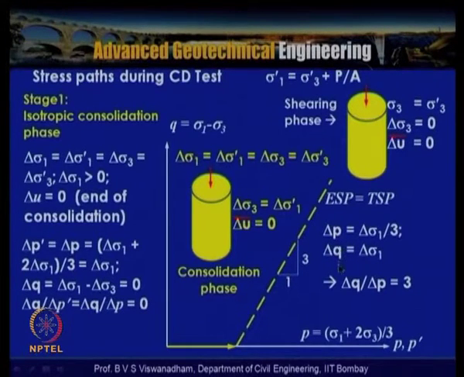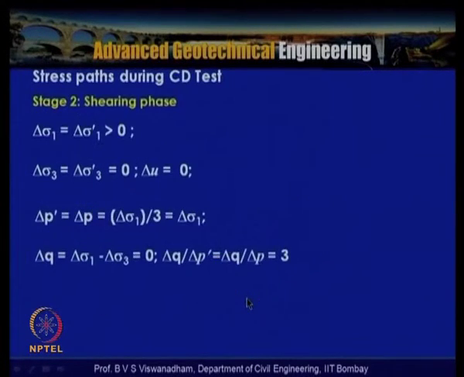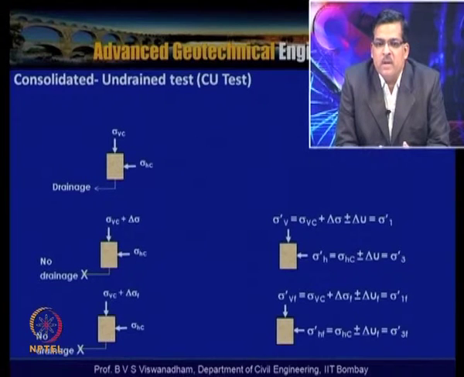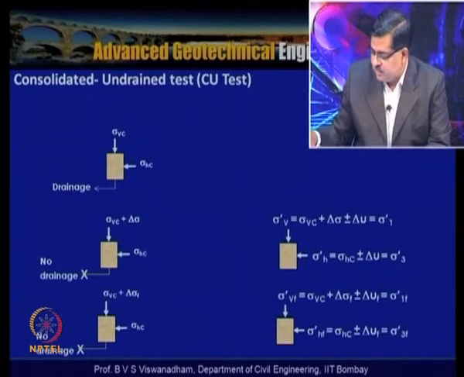So delta q by delta p is given as 3 here, that is 3 vertical to 1 horizontal. Next we introduce the consolidated undrained triaxial test, wherein during consolidation the drainage is allowed, but during the shearing the drainage valve is closed. So shearing is done to represent a particular case where the practical cases or examples have been discussed earlier.